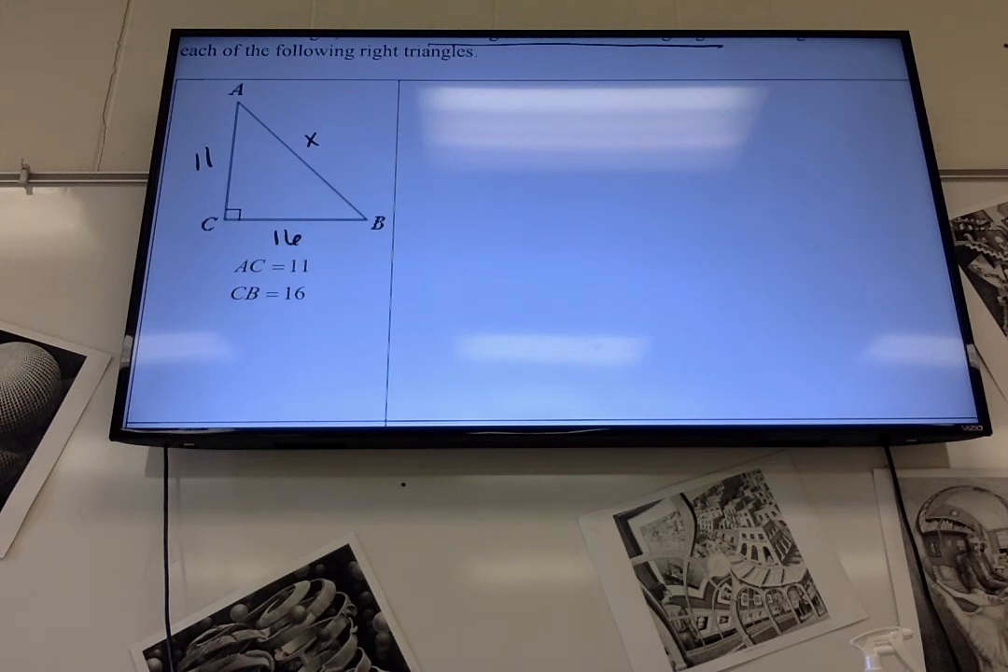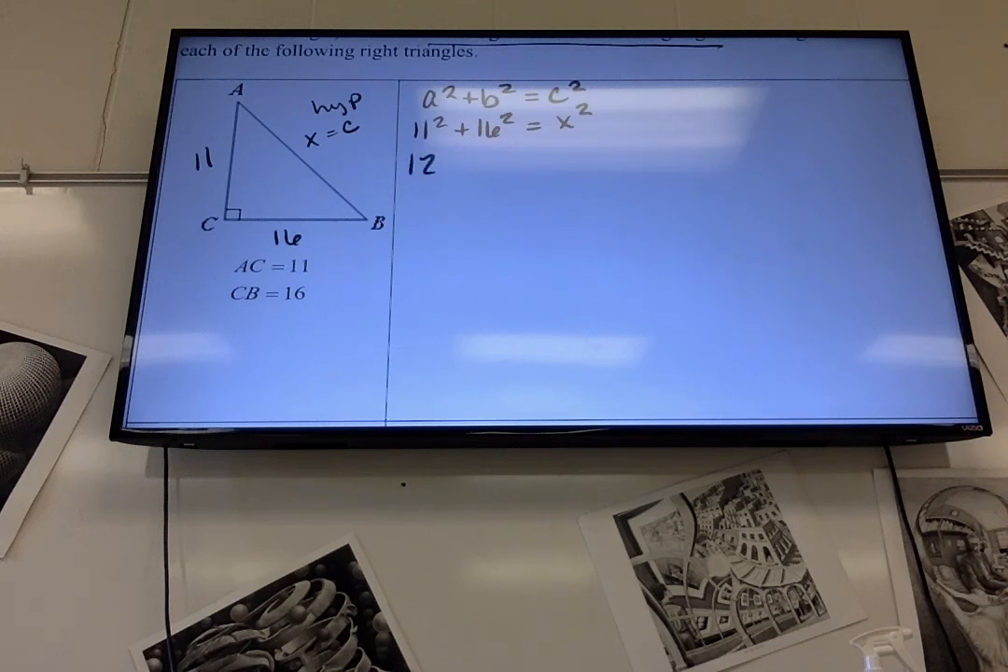Pythagorean theorem. Remember that? A squared plus b squared equals c squared. Which side is always c? Hypotenuse is your c, yes. Does it matter which one's A or B? No. As long as it's not the hypotenuse, you're good. So we have 11 squared plus 16 squared equals x squared.